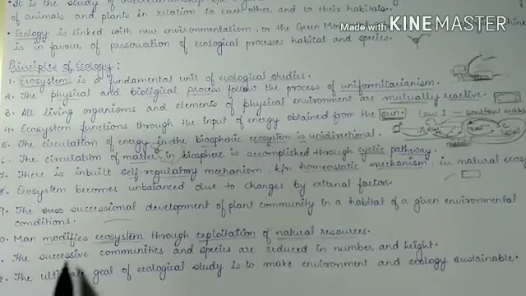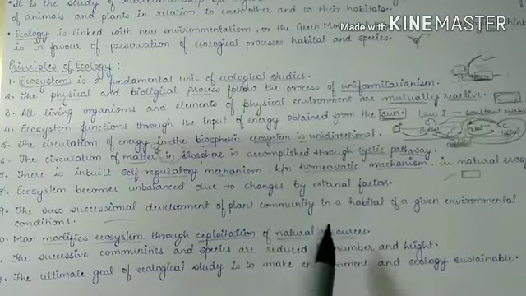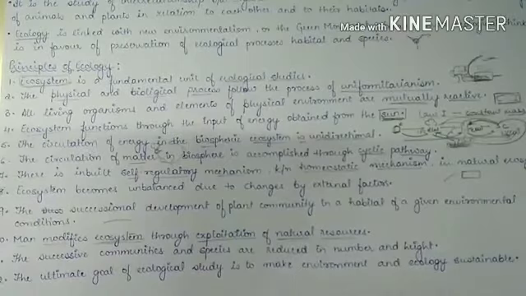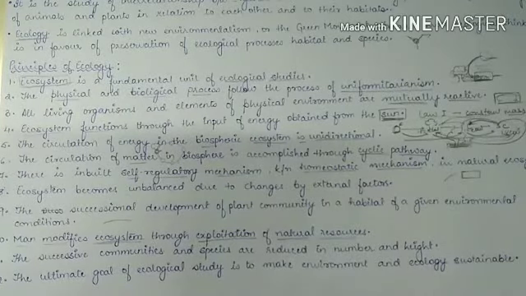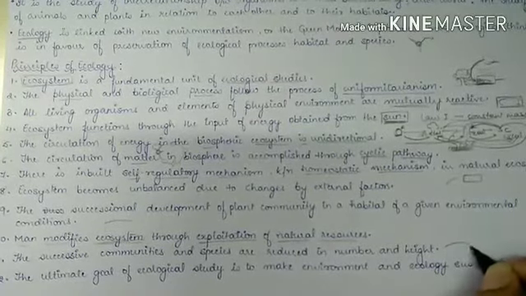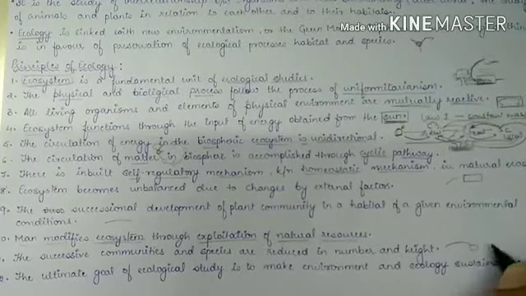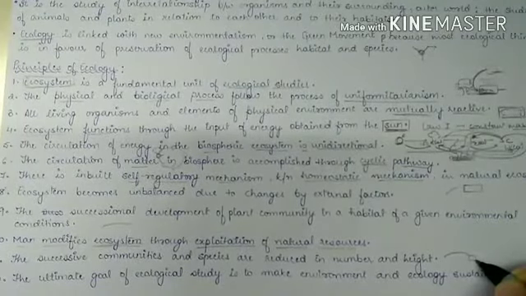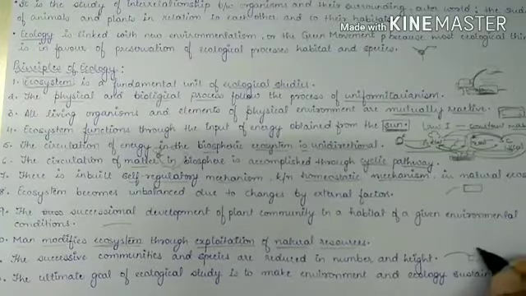Then the next point is that the successive communities and species are reduced in number and height. Now why does this happen? It simply happens because there is loss of energy as we go from one trophic level to another. So the energy that is transferred is less. If the transferred energy is less, and we have a larger number of organisms to consume a small amount of energy, then the animals won't be able to survive, so the number is reduced.